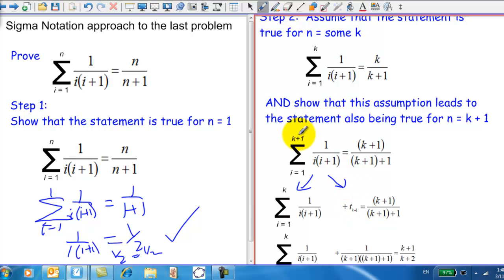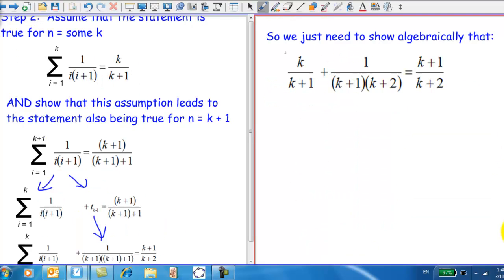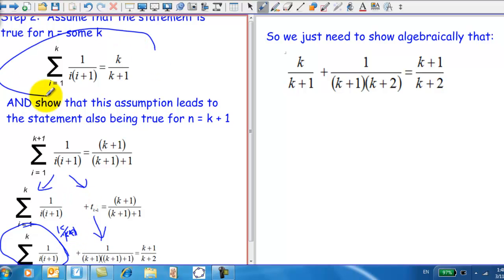Right, so I'm not going all the way up to k plus 1. I'm going to have that separate out as a separate term. And the advantage of this is that now this whole thing is what we assumed. And that's going to be k over k plus 1. This is the k plus first term, putting k plus 1 into the index, the summand here. So all that remains to be seen then is notice by our assumption, all of this is just k over k plus 1. By the assumption we did up here.